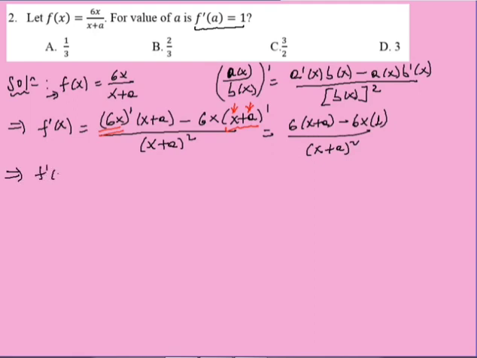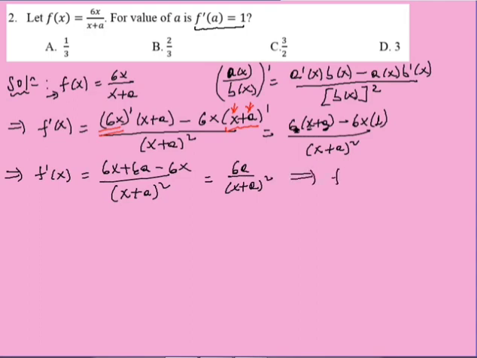So f derivative is 6x plus 6a minus 6x, where you multiply 6 by x and 6 by a, over x plus a the whole square. So this is 6a over x plus a the whole square. Now look, the first derivative of this function is 6a over x plus a the whole square. This is the derivative of the function at x.